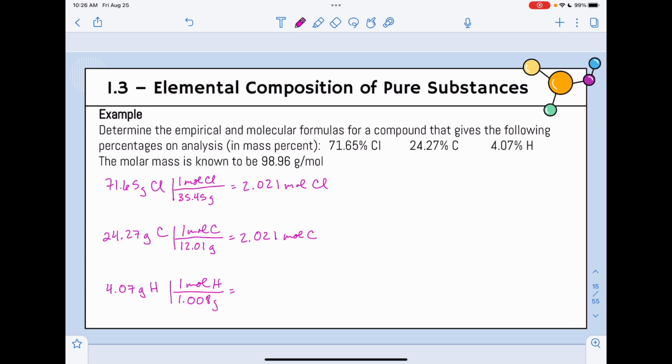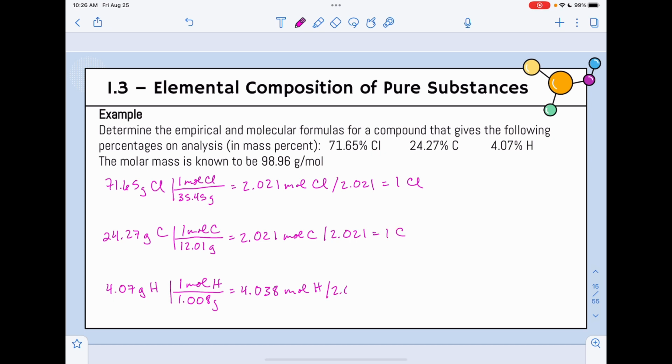And then 4.07 divided by 1.008 is 4.038 moles of hydrogen. Just like before, I'm going to divide by the lowest. Conveniently, 2 of these are both the lowest, which means those are both going to come out to be 1.